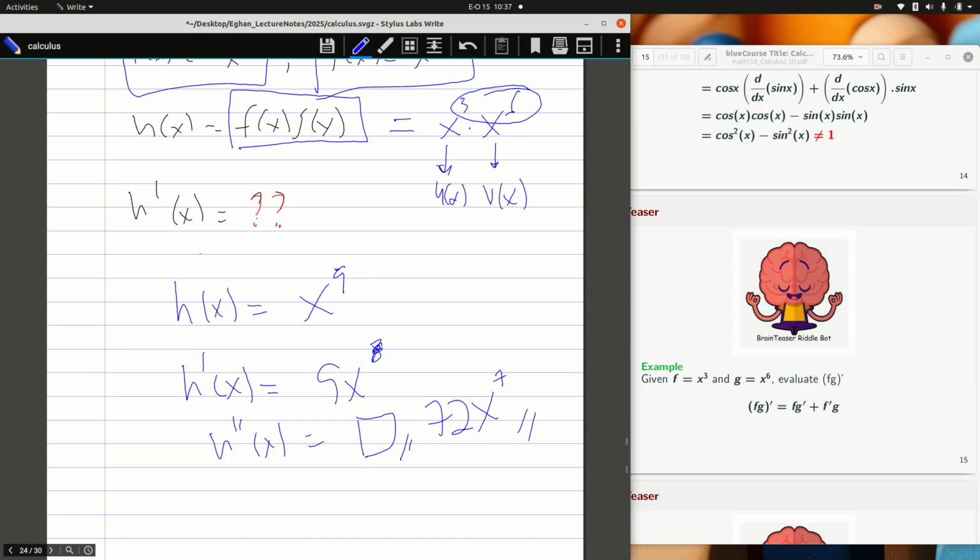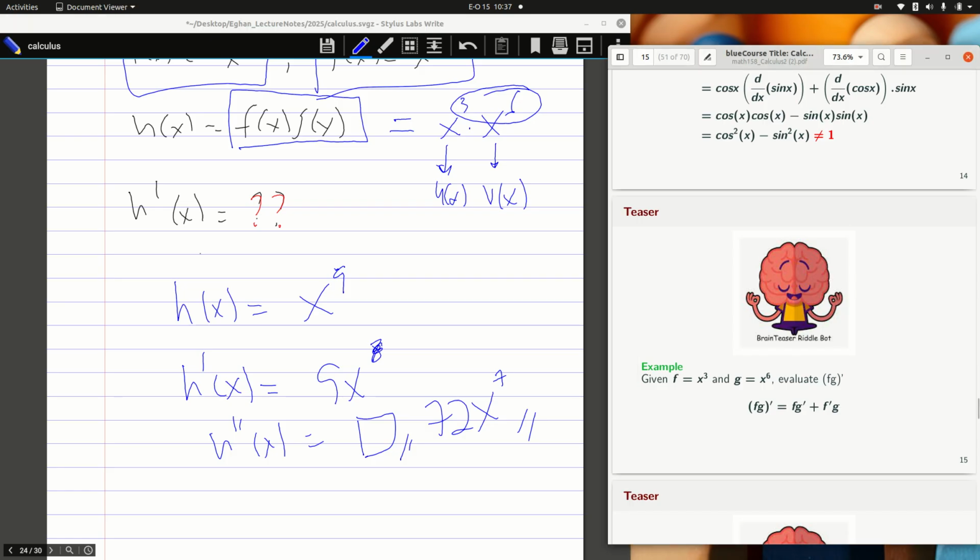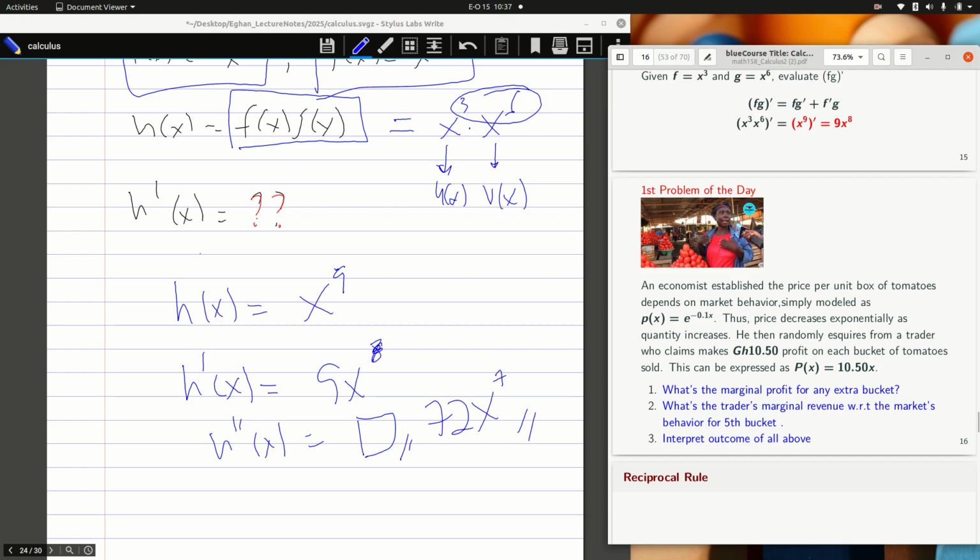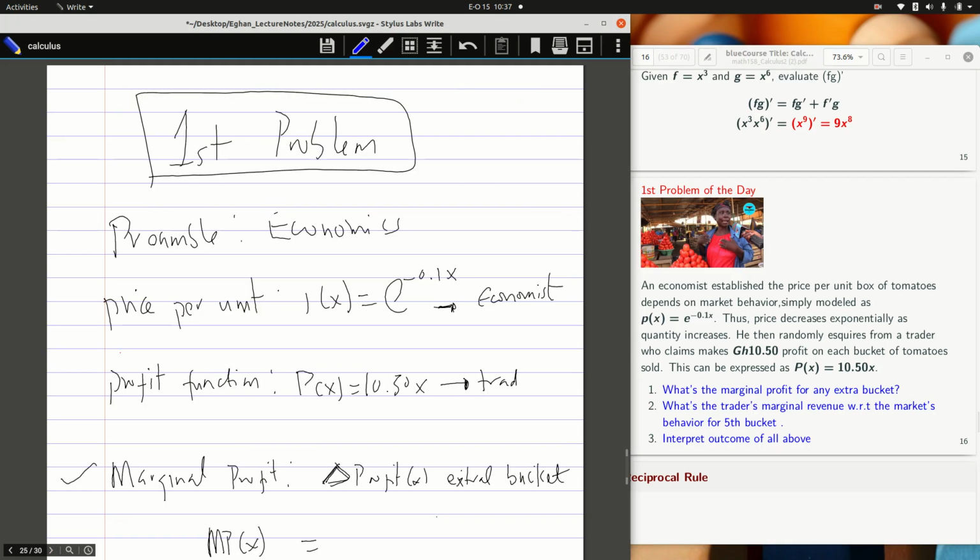Now to the utmost thing of the day, our problem of the day. Our first problem of the day under derivative. This problem has to do with an economist who has established how the price of tomatoes behaves on the market with respect to market behavior. It says it is modeled by this, so small p of x is given as that from the economist.